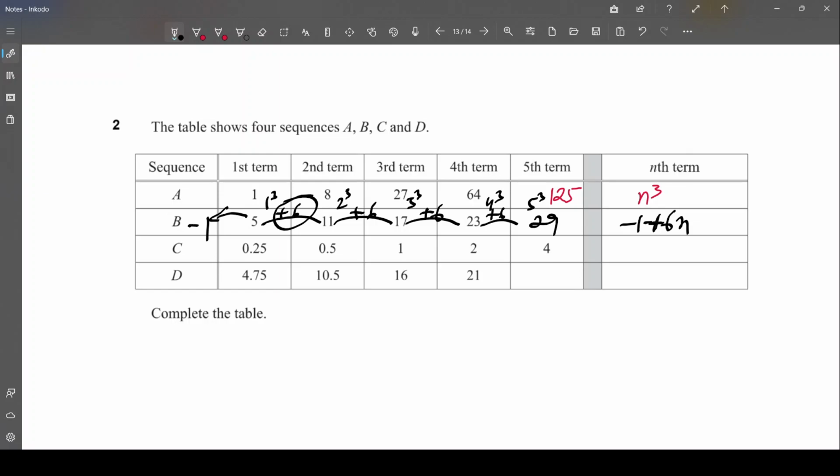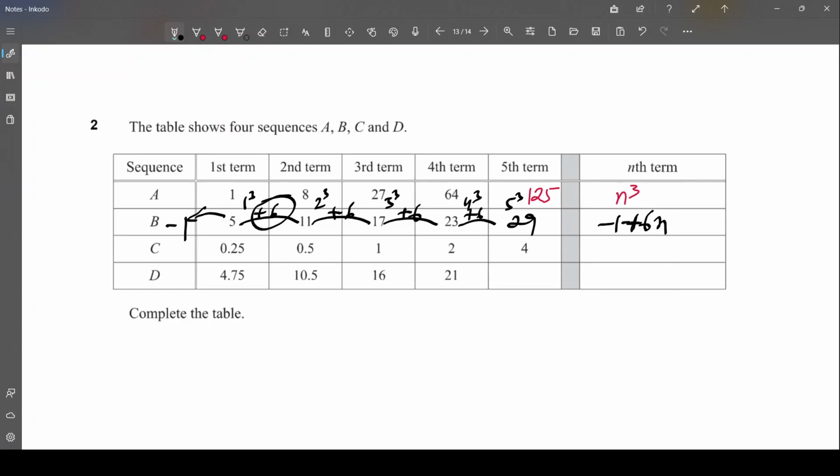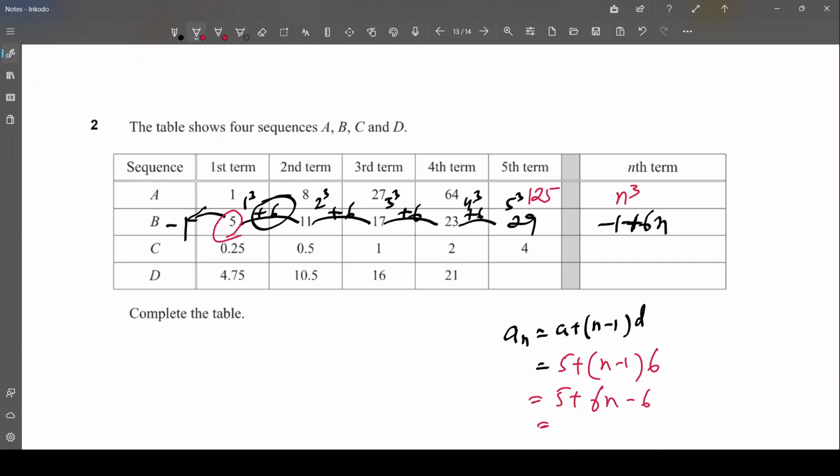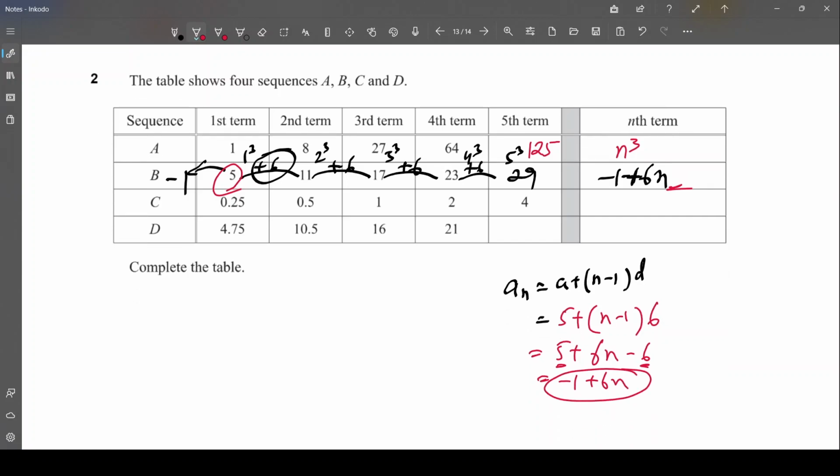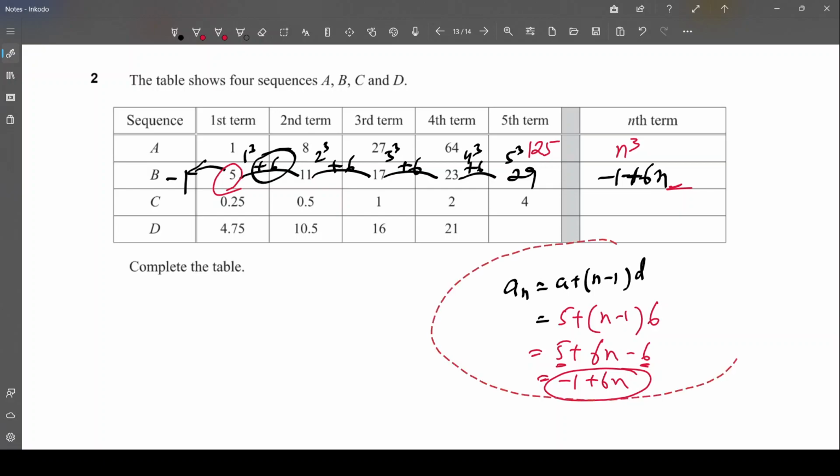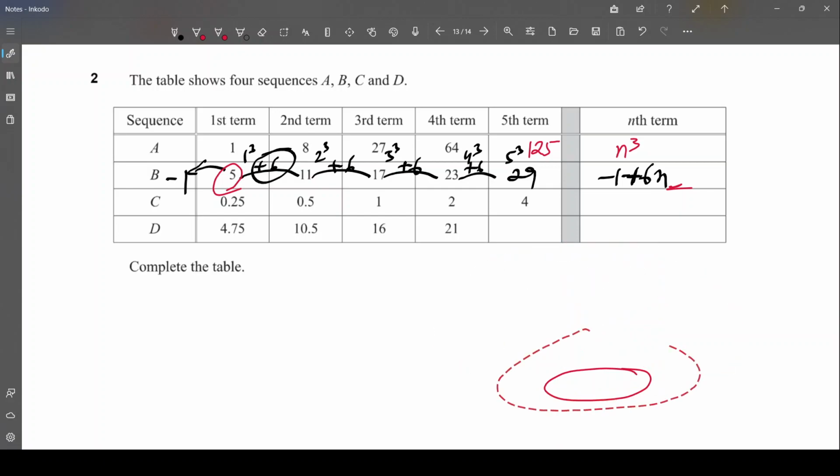Okay, if you don't understand this, let's also try with the formula method. The formula method says an equals a plus n minus 1 into d, where the first term is this one, 5, plus n minus 1 into d. The difference is plus 6, so 5 plus 6n minus 6. So 5 minus 6 is -1, plus 6n. See, same answer. So either you can use the formula method or you can use this method without the formula. Hope you understood how I found it in both ways.